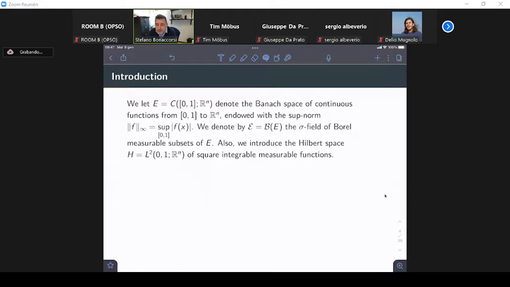The original title is Some Notes on the Integration by Parts Formula. And in order to get there, I have to give some introduction to notations and previous results. So the setting is, let's consider the Banach space E of continuous functions from [0,1] to R^n, endowed with the Wiener measure, and in this way it's a classical Wiener space, and also the space H of square integrable measurable functions h. Notations are quite standard.